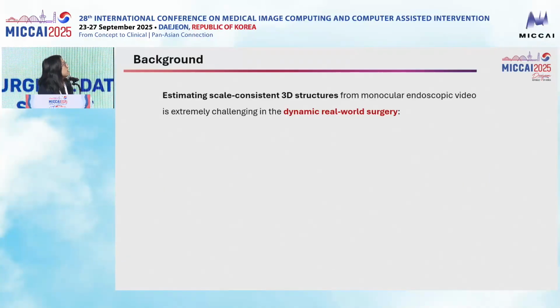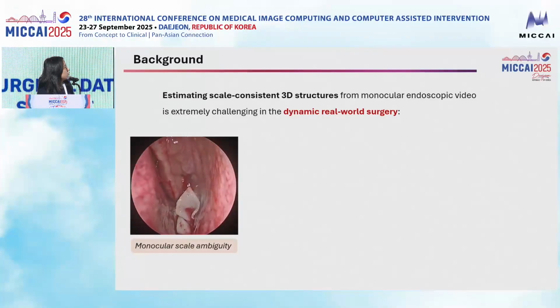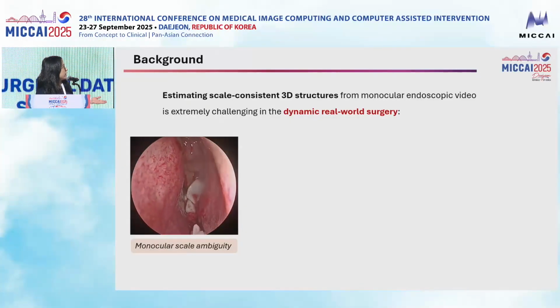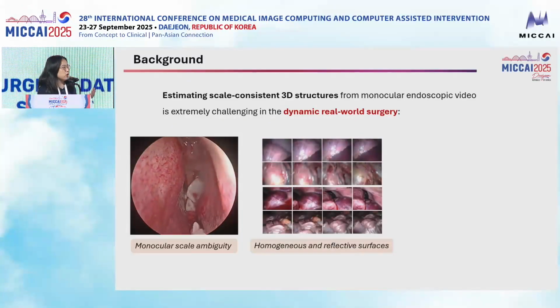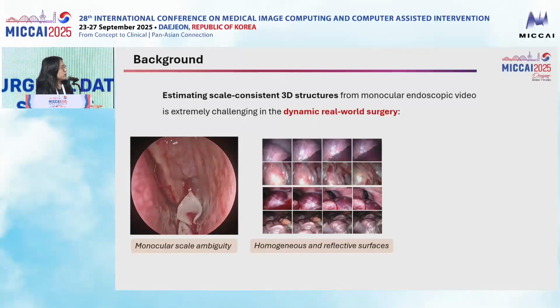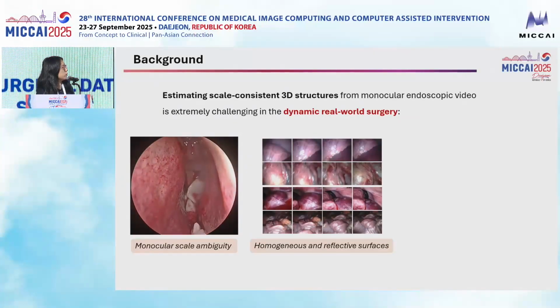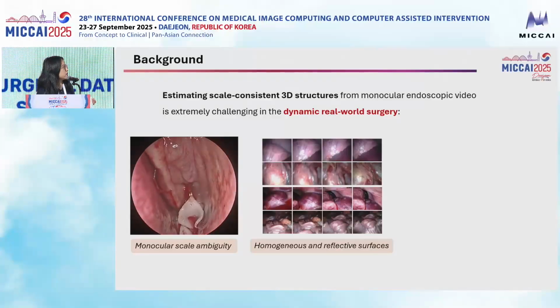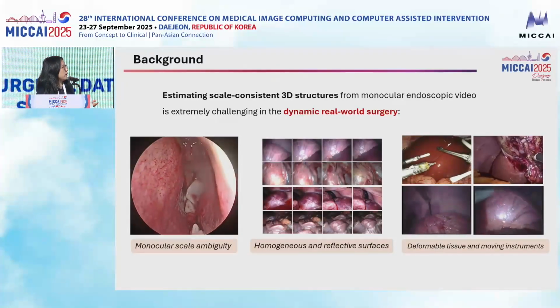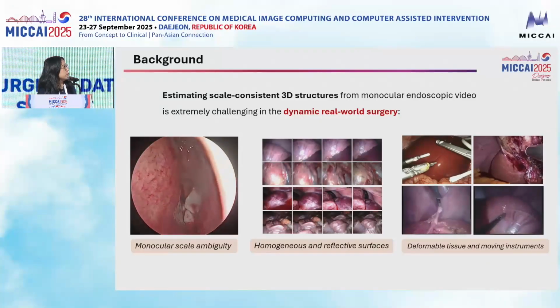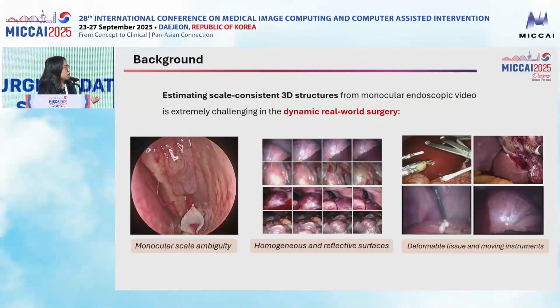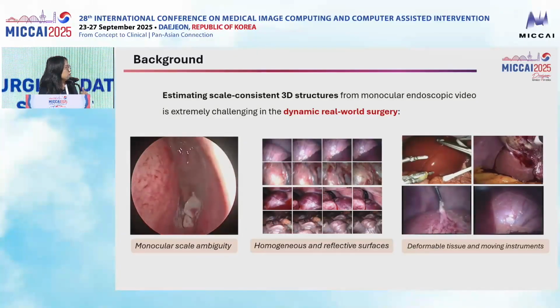Estimating scale-consistent 3D structures from monocular endoscopic video is also very challenging in dynamic real-world surgery. For example, we have challenges like monocular scale ambiguity, because we only have a single view, which lacks multi-view constraints. We also have homogeneous and reflective surfaces in the images, which make it hard to make robust matches for good triangulation. And we also have deformable tissues and moving instruments, due to breathing, heartbeats, and some interventions, making it hard to establish static assumptions for reconstruction.